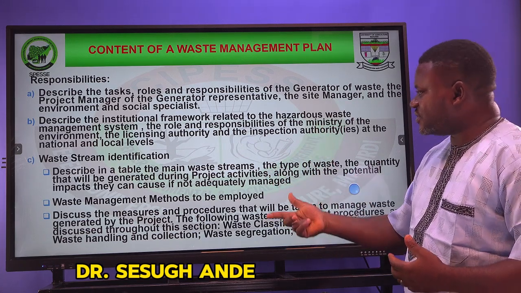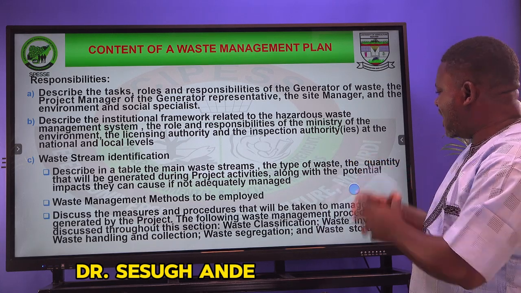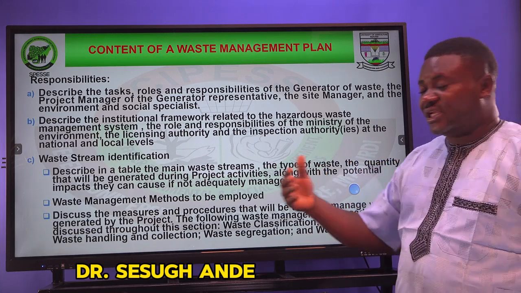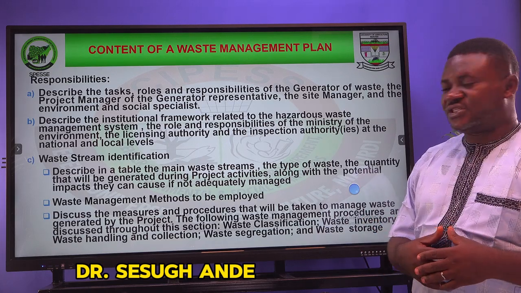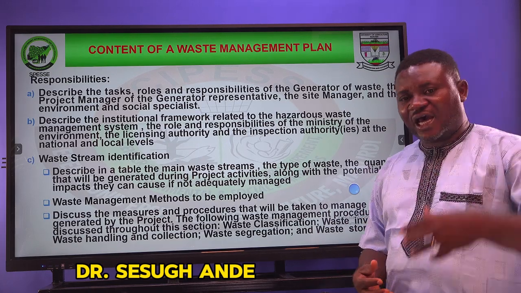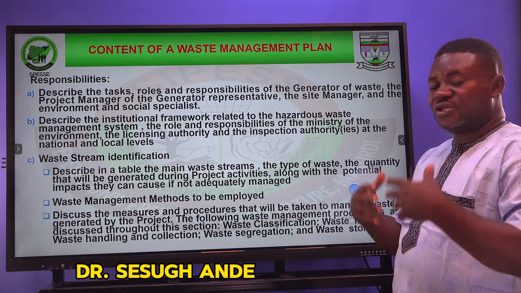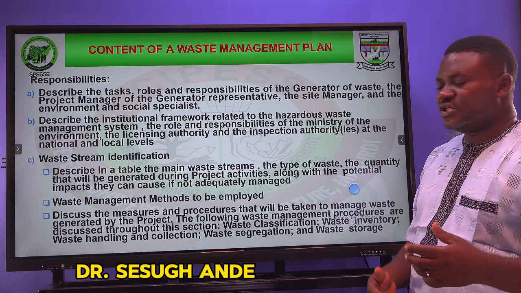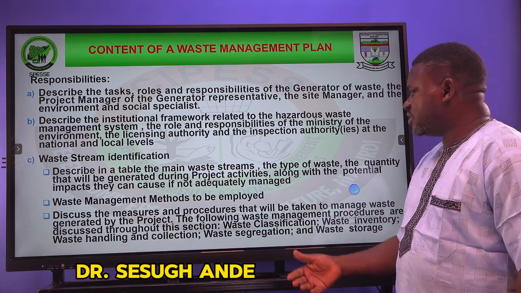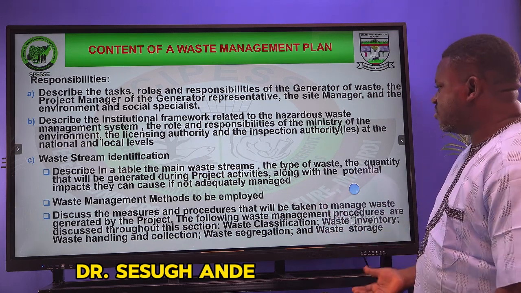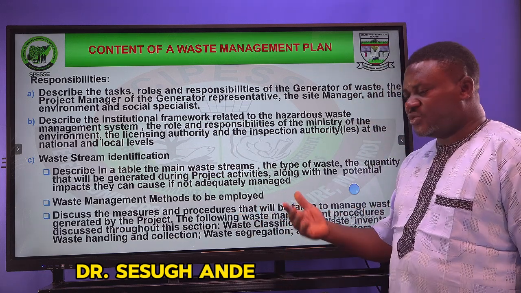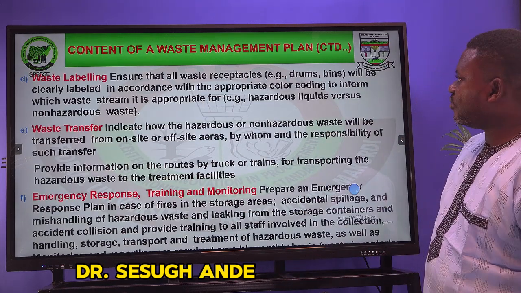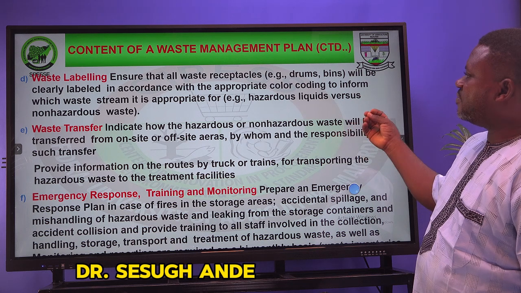Under this, it describes in a table the main waste streams, the type of waste, the quantity that will be generated during the project activities, along with the potential impacts they can cause if not adequately handled. Then it also describes the waste management methods to be employed and discusses the measures and procedures that were taken to manage the waste generated by the project following waste management procedures. This is the content of a waste management plan.